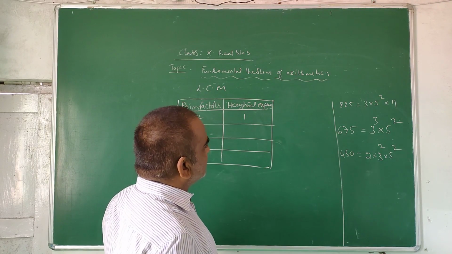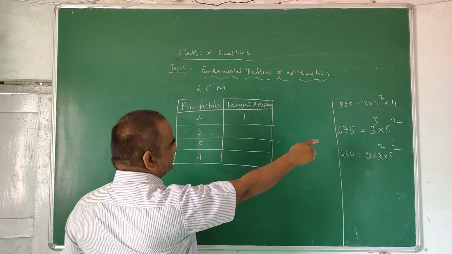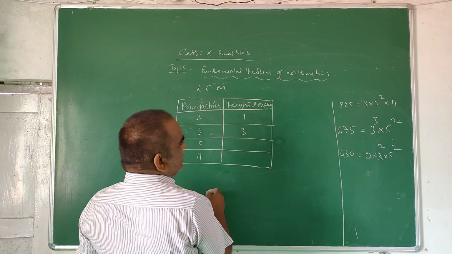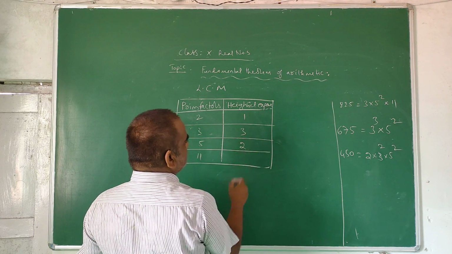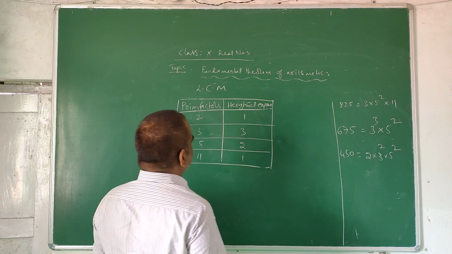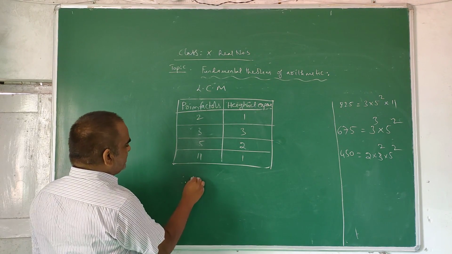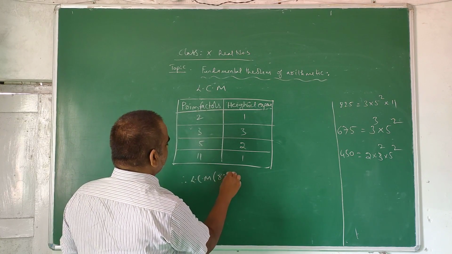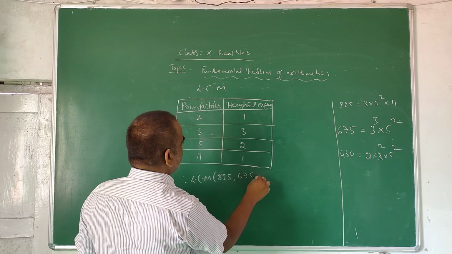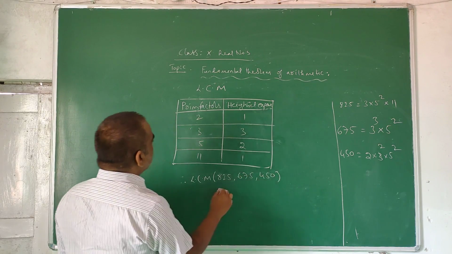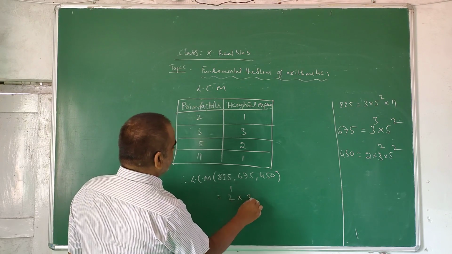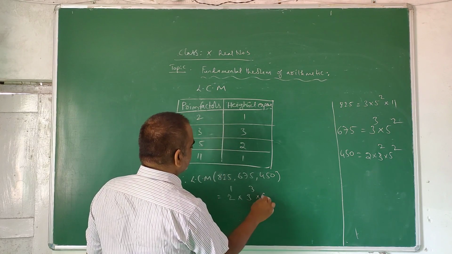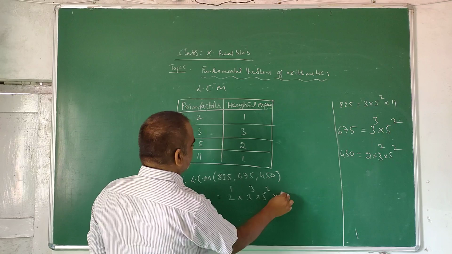3 has the highest exponent, it is 3. Here you can easily see 3 has the highest exponent 3. 5 has the highest exponent 2. 11 has the highest exponent 1. So therefore, the LCM of those three numbers 825, 675, 450 is equal to 2 raised to the power 1 into 3 raised to the power 3 into 5 raised to the power 2 into 11 raised to the power 1.